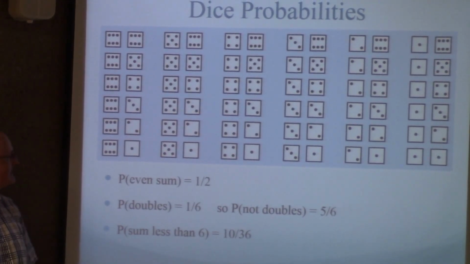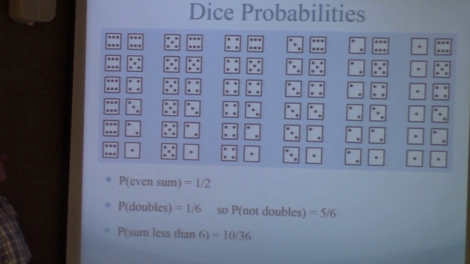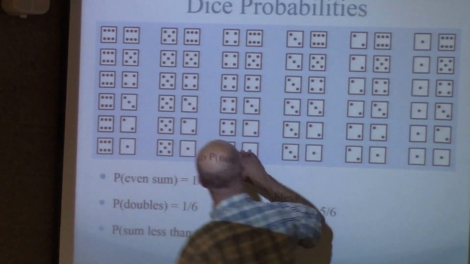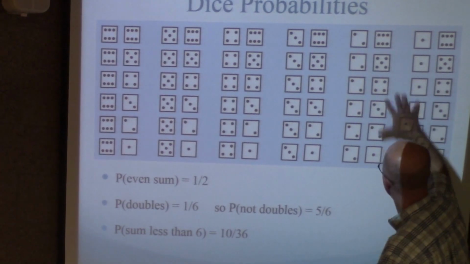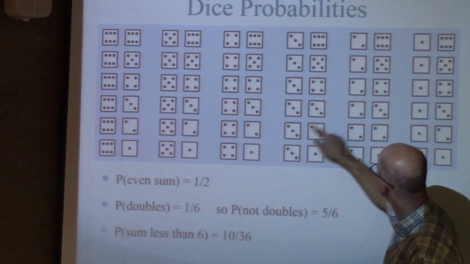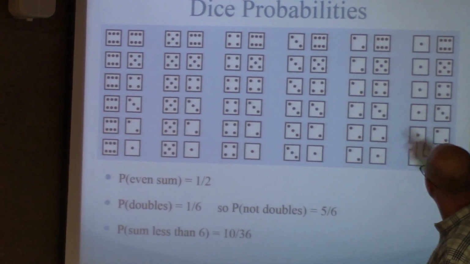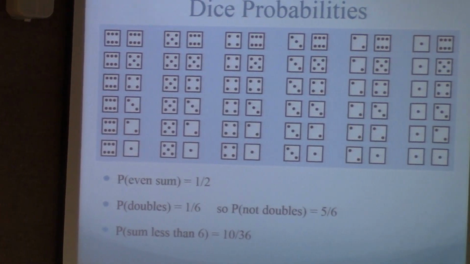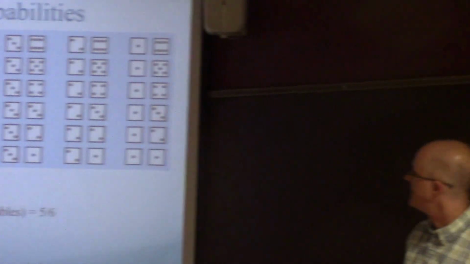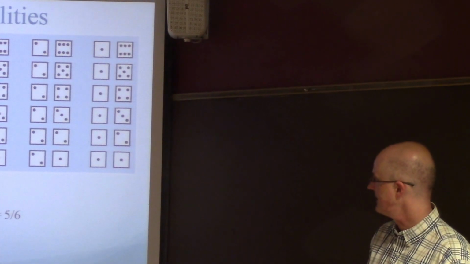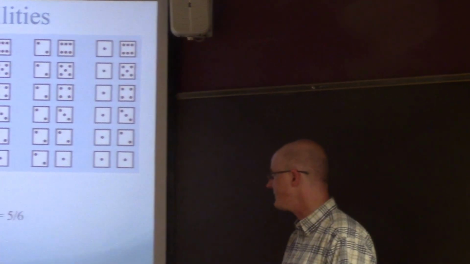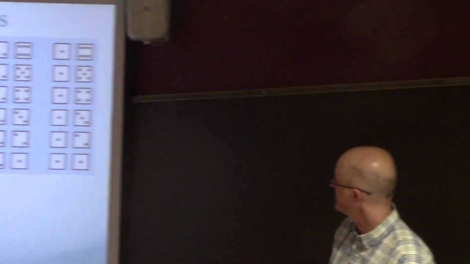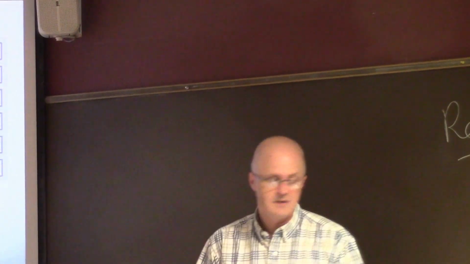A sum less than 6 means 5 or less. That would include everything along this diagonal and below. How many are there? 1, 2, 3, 4, 5, 6, 7, 8, 9, 10 possibilities where the sum is less than 6, which is the same as the sum being less than or equal to 5. 10/36, which does reduce as well to 5/18. I didn't bother reducing it, but that could be reduced as well.